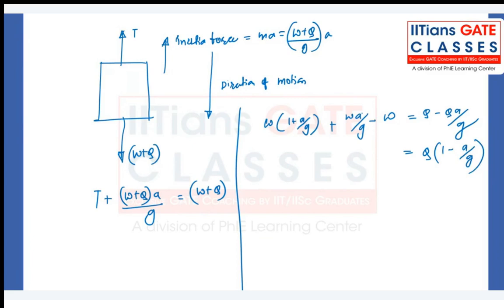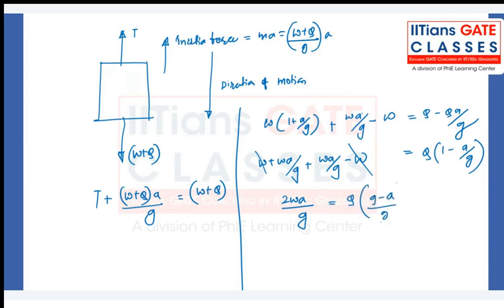So this is W plus W a by g plus W a by g minus W. Here plus W and minus W get cancelled. 2 W a by g is equal to Q times (g minus a) by g. So this g and g get cancelled. Q equals 2 W a divided by (g minus a). Hence option A is correct in this case.